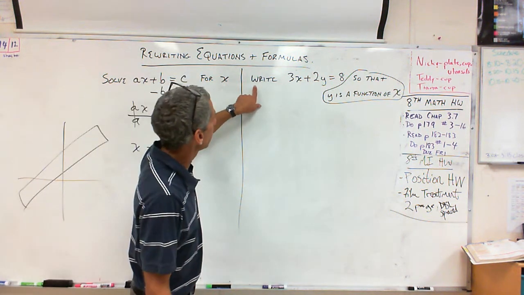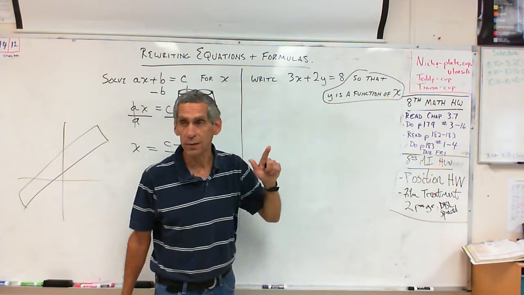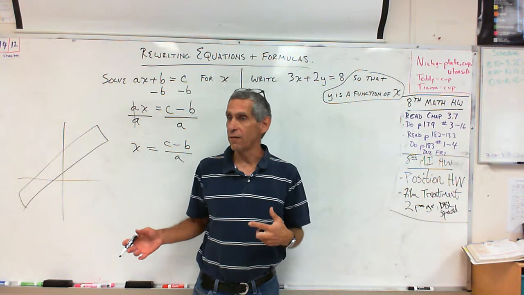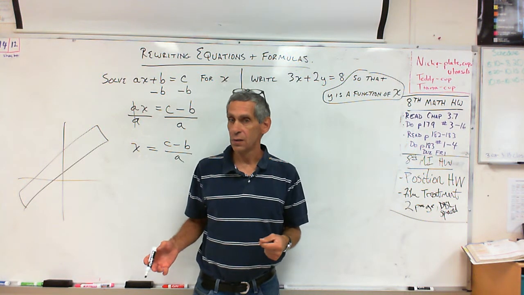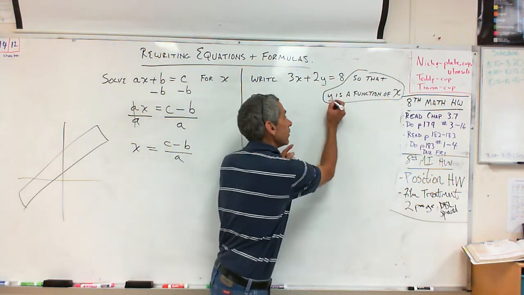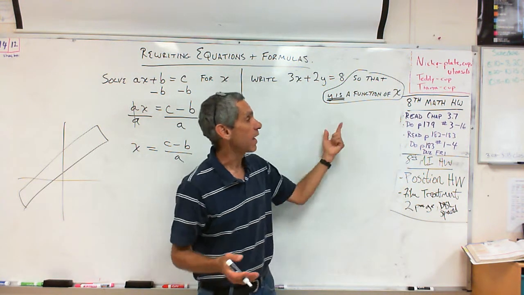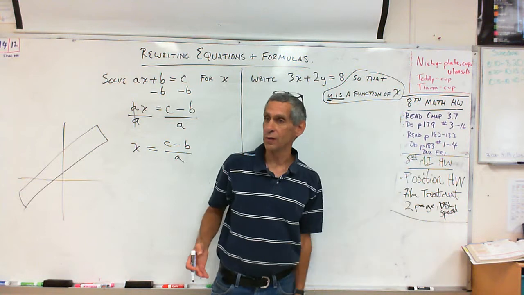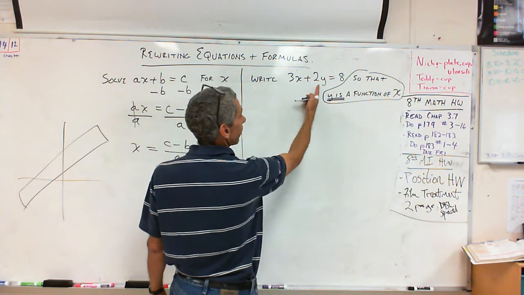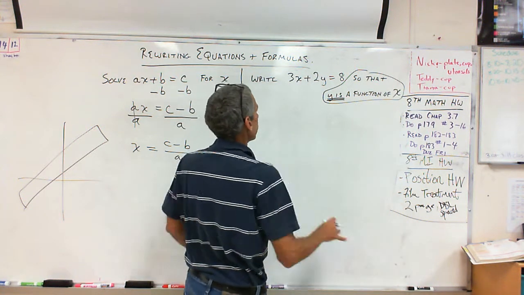Sometimes they'll write a thing like this. They'll say, write 3x plus 2y equals 8, so that y is a function of x. So whenever they say that, that's your key. Y equals, right? And you have the x stuff on the other side of the equal sign. That's all. So when I see that, I know I've got to have y equals. I've got to have the x and everything else over on that side.